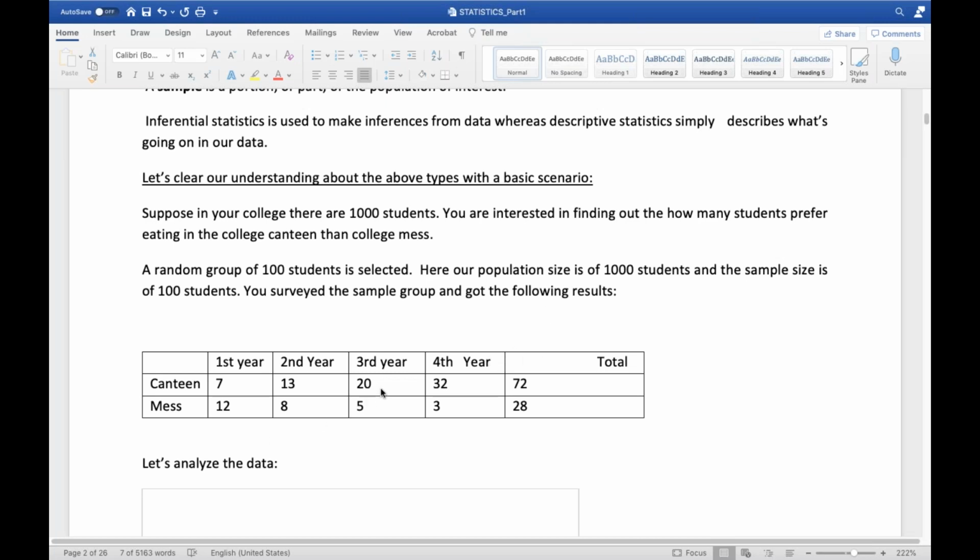But there is some kind of statistics we can apply. Even if you are doing the marketing and not giving a discount on anything, the third year and fourth year people are interested only in the canteen, but the second year and first year people are not interested in the canteen. They always go only for the mess.